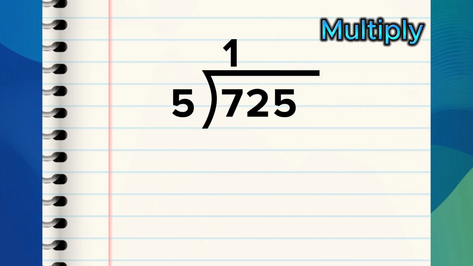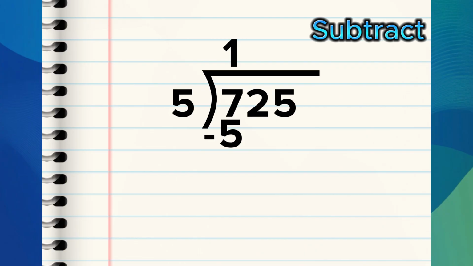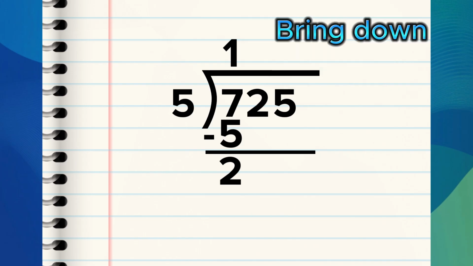Now, multiply. 5 times 1 is 5. I'll write a 5 under the 7, here. Next, subtract. 7 minus 5 equals 2. Our last step in long division is to bring down. So, we bring down a copy of the next digit in our problem, or in this case, the 2. This gives us a remainder of 22.